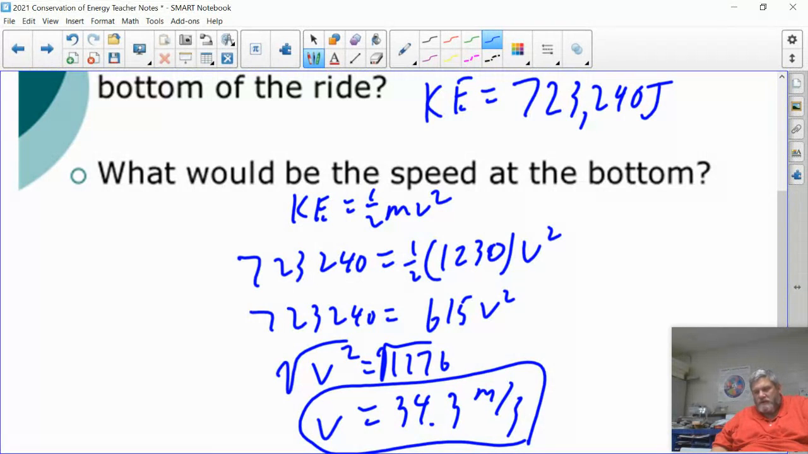Now, will a real roller coaster go that fast at the bottom? No, because it's going to lose energy. It's probably going to be closer to 25 to 30 meters per second instead of 34 because it loses energy.